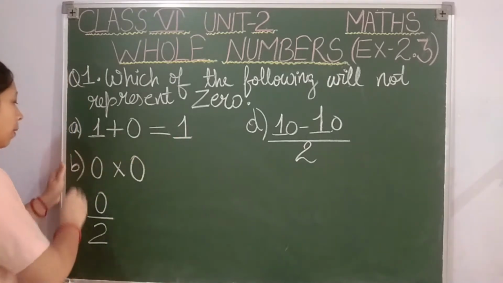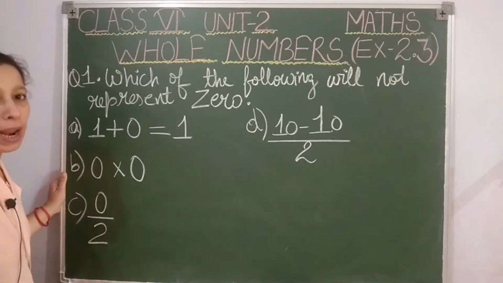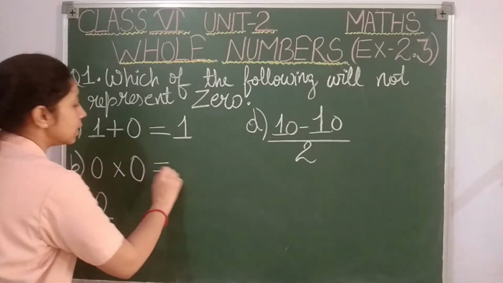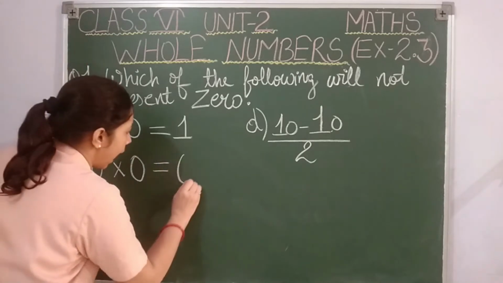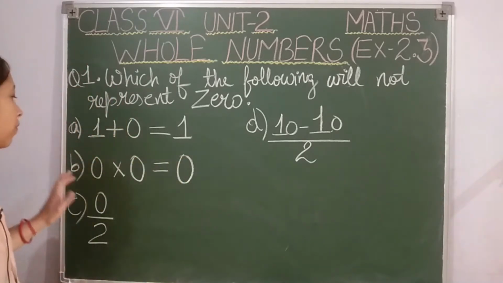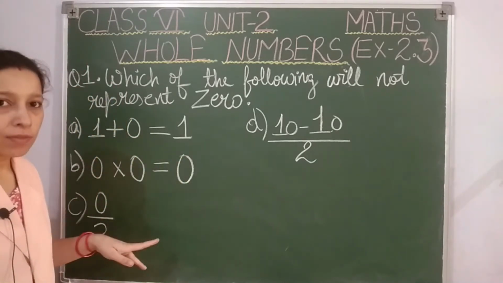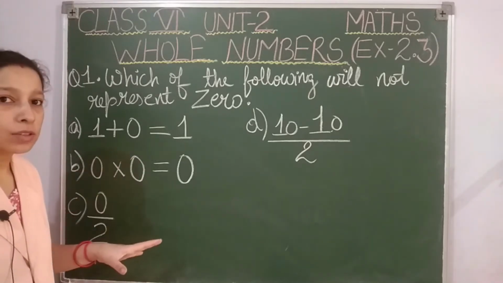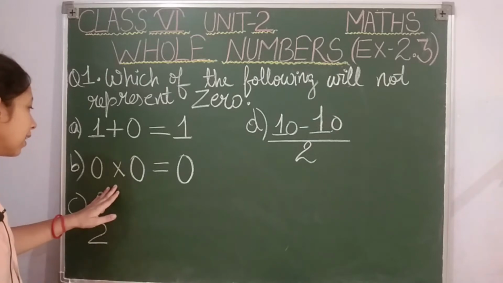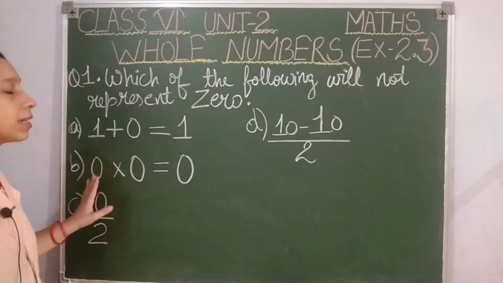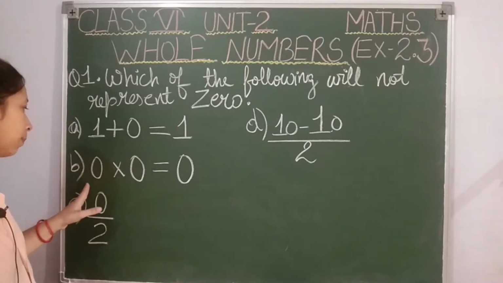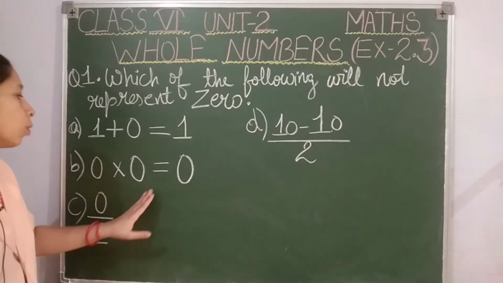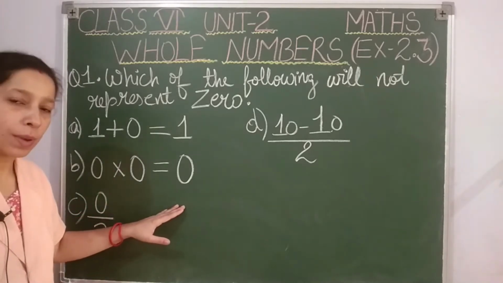Okay. Point number B students, 0 multiplied by 0. 0 zeros are 0. And again we know students, whenever we multiply a number with 0 or 0 with a number, the product is always 0. And here the condition is both the numbers are 0, multiplicand and multiplier both are 0. So its product will also be 0.